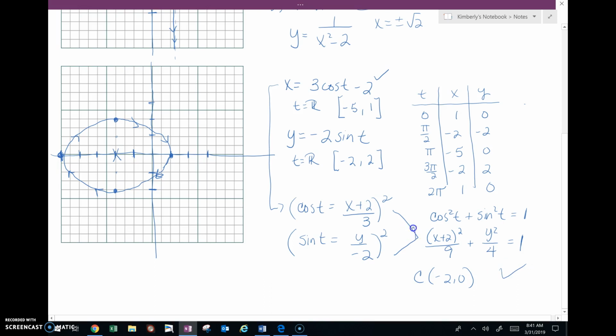You've got your equation with the parameter eliminated, which is obviously easier to graph, but it doesn't tell you where the point is at a certain time, and it doesn't give you any direction. It just gives you a graph.